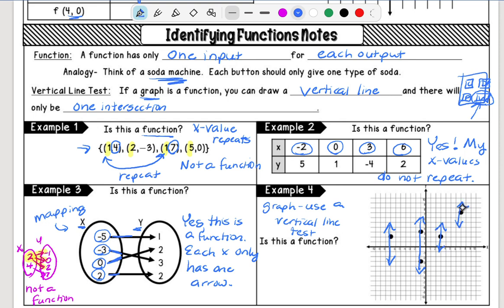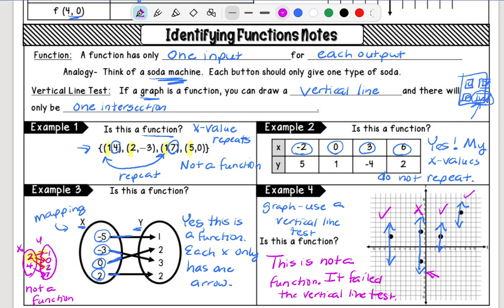So when we look at this, I'm going to go through and check it off. Yeah, that looks like a function. There's only one, but this goes through two things. Uh-oh. This only goes through one and this only goes through one. So because this one goes through two things, this is not a function. It failed the vertical line test.